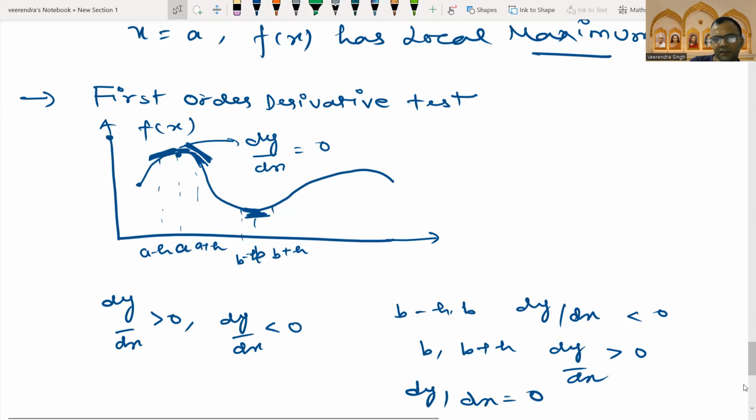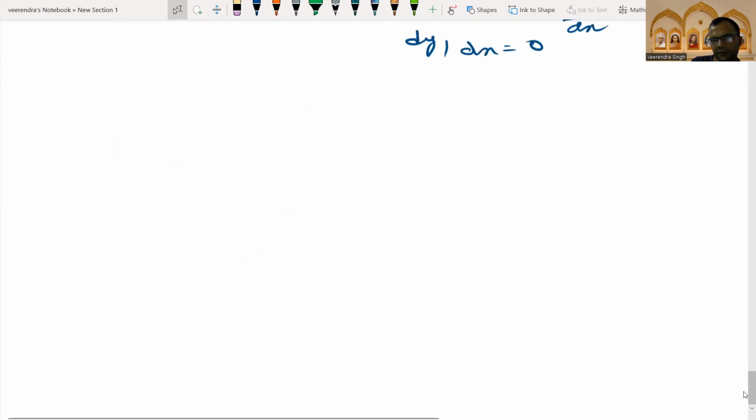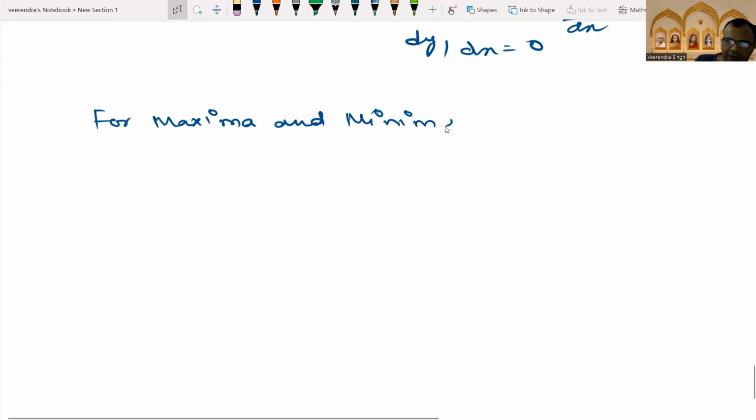So what is the essential condition? From the first order derivative test, we can conclude that for maxima and minima, here we can see the condition for maxima and here for minima. The condition we are getting from the graph is dy by dx equals 0. So this is the condition for the first order derivative test.